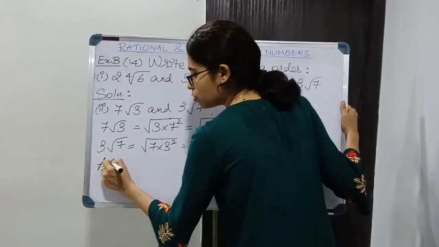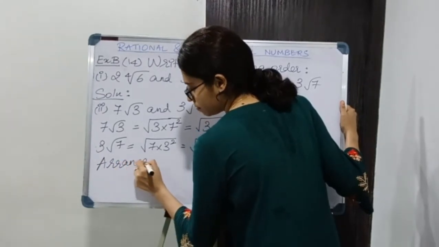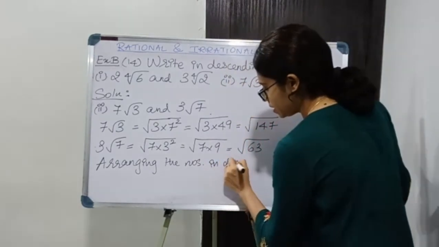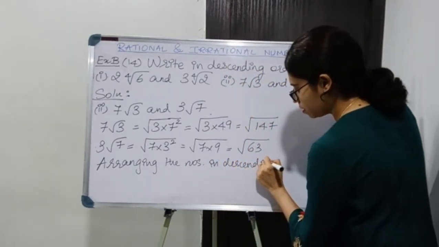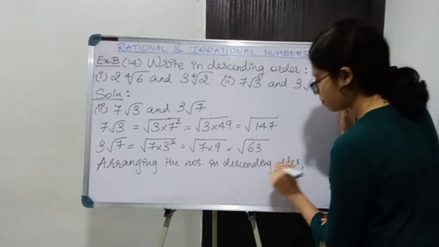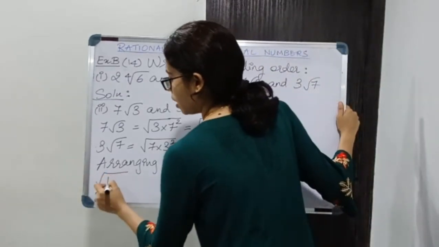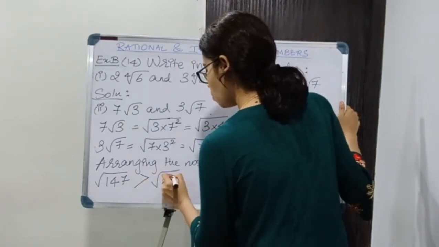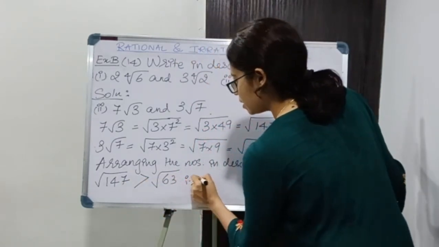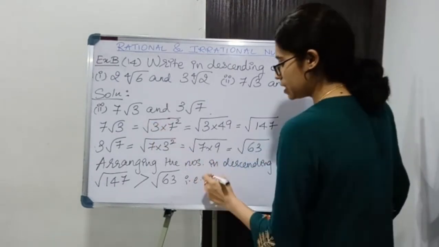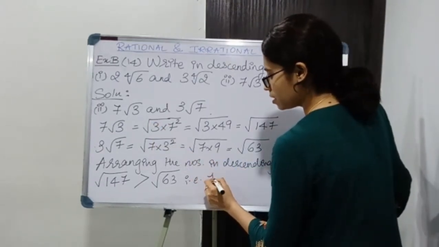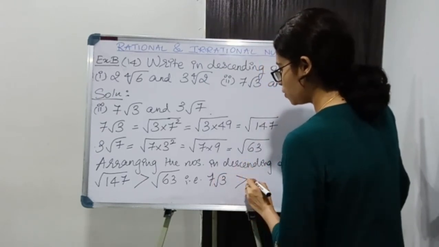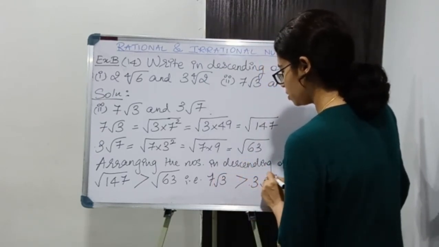So now arranging the numbers in descending order, I'll write the bigger number first and then the smaller number, replacing them with the original numbers. Root of 147 is 7 root 3 and root of 63 is 3 root 7.